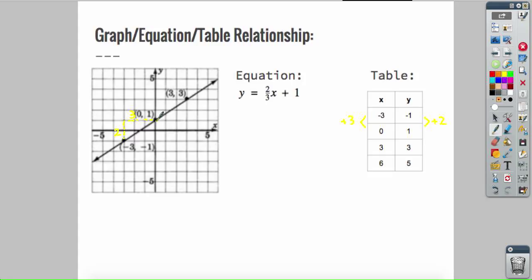On my graph, my y-intercept, or my initial value here, is a 1, and that's represented right here by my b value in my equation. And on my table, that's represented right here with my 0 row. So again, everything is related between graphs, equations, and tables, and they tell us all the same information.